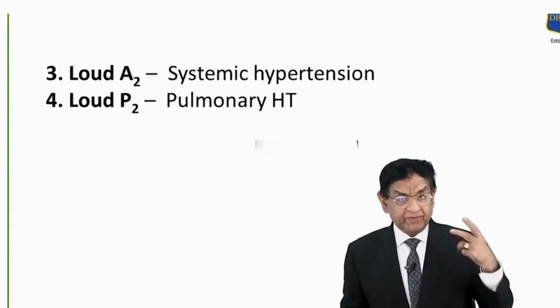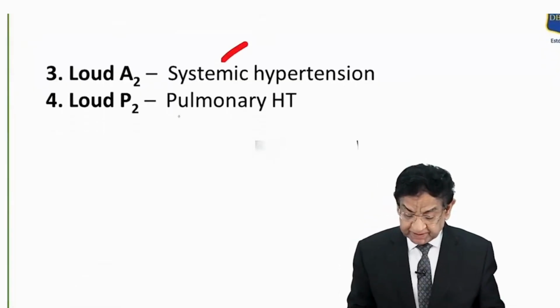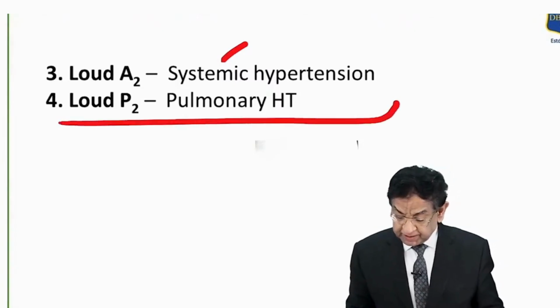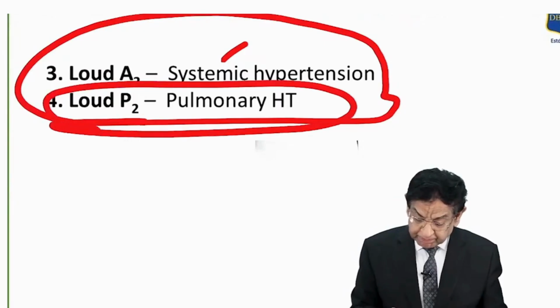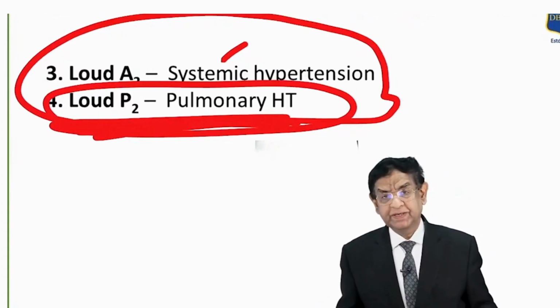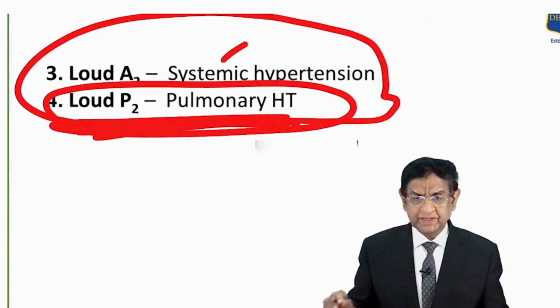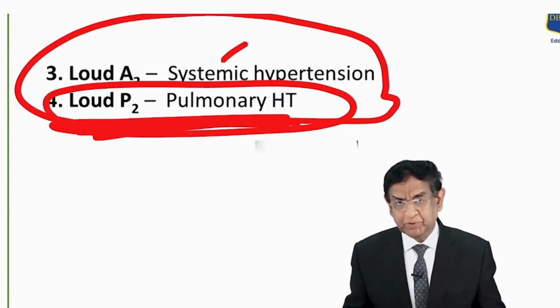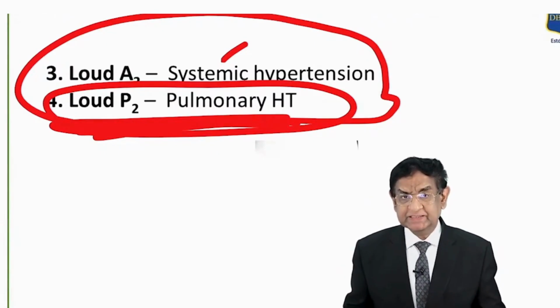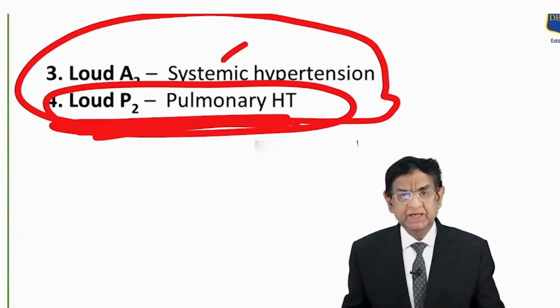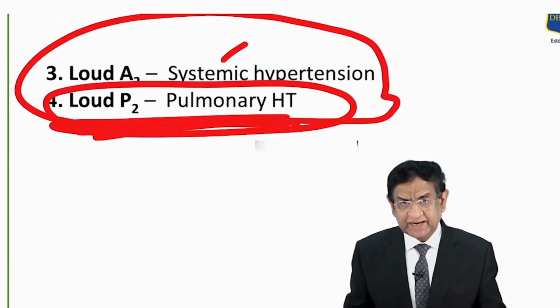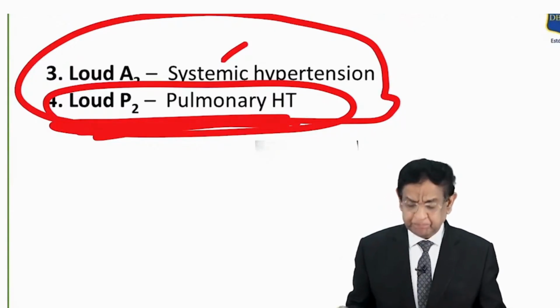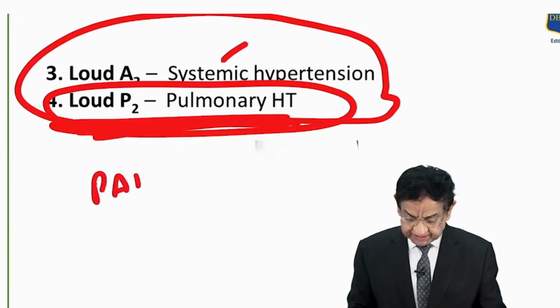Loud A2, now the reverse: loud A2 in systemic hypertension, and loud P2 in pulmonary hypertension. Out of all these, this is the single most important. Forget everything, I don't mind, but don't forget that loud P2 is pulmonary hypertension. And it has a special significance because once we commit to any condition, like maybe congenital heart disease or rheumatic valvular heart disease, loud P2 is the one finding clinically by which we can say pulmonary arterial hypertension has occurred.